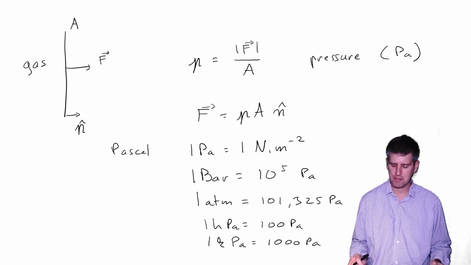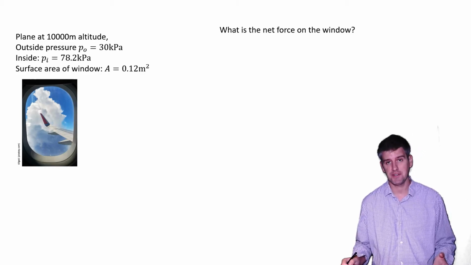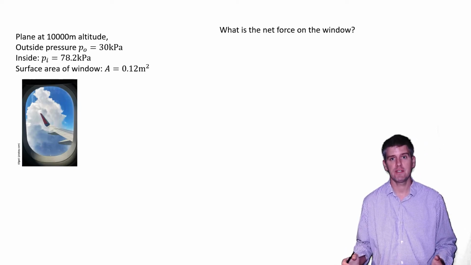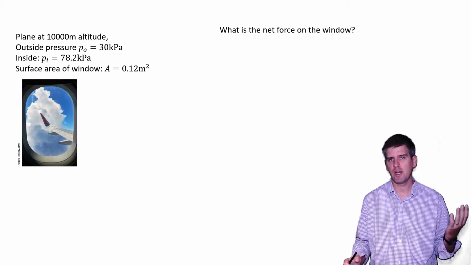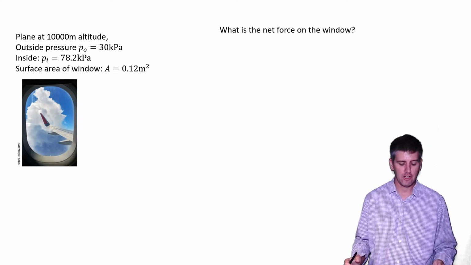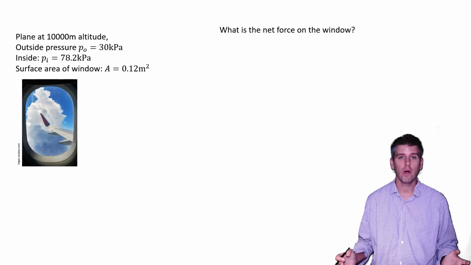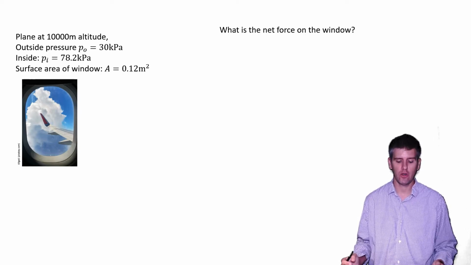All right, let's look at an example. In a plane flying at 10,000 meters altitude, the outside pressure is 30 kilopascals at that altitude. The inside pressure in a pressurized plane is stabilized at around 78.2 kilopascals, which is roughly the pressure that you get at about 2,000 meters of altitude, which is a relatively comfortable pressure for humans without much adaptation. Each window has a surface area of about 0.12 square meters. What is the net force due to the gases inside and out on the window?